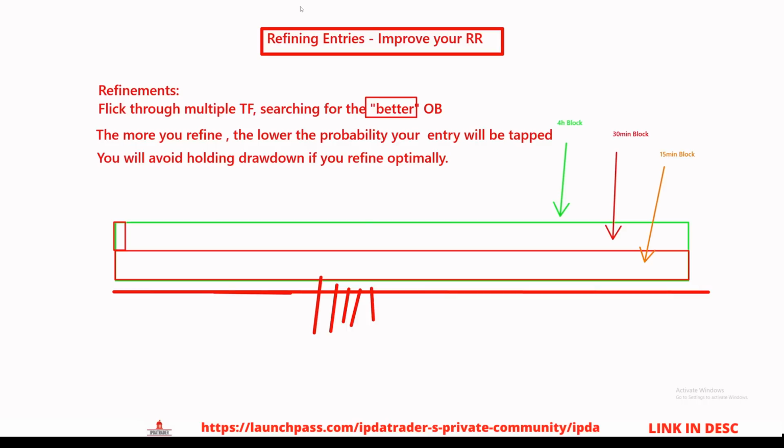So that's everything there really is to understanding refinements. It is very straightforward, as you can see. You just have to flick through multiple time frames, searching for the ones that's presenting the optimal opportunity in your understanding. And once again, you do not have to get it right all the time. You just have to understand how you're going to be comfortable and how you want to be working with that. Understand the risk. The more you refine, the lower the probability your entry will be tapped. And understand another positive, you will avoid holding drawdown if you refine optimally.